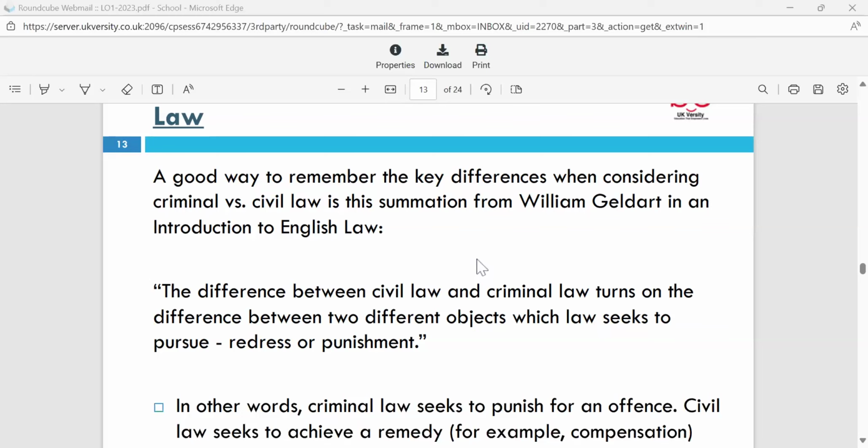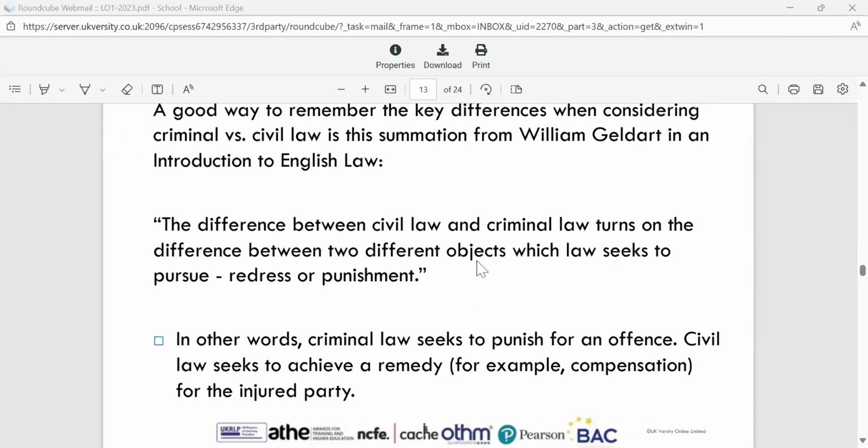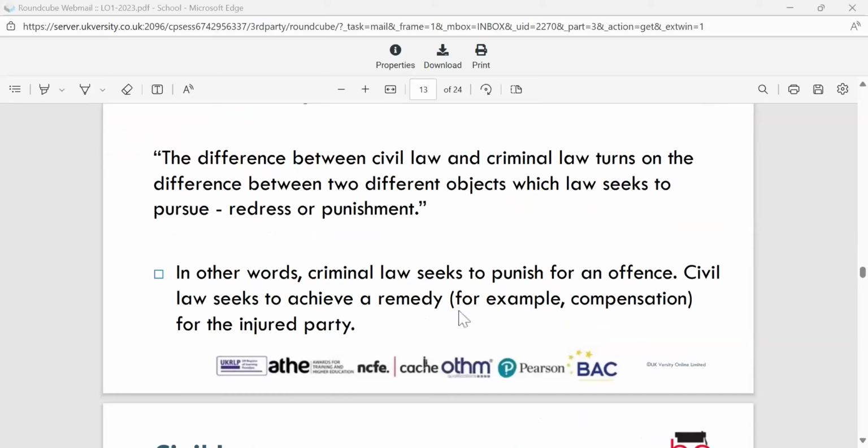One of the citations in one of the books called Introduction to Law was where William Geldart said that the difference between civil law and criminal law turns on the difference between two different objects which law seeks to pursue, redress or punishment. In other words, criminal law is to punish for an offence and civil law is to provide a remedy. For example, for the injured party in a personal injury claim, it could be a remedy of compensation. So civil law is a remedy, criminal law is a criminal offence.